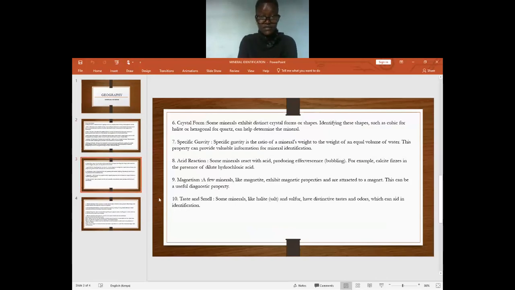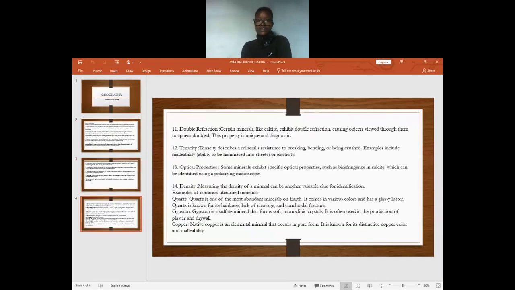Let's look at taste and smell. Some minerals like halite, or salt, and sulfur have distinctive taste and odors, which can aid in identification. So halite is salt. You can say it like that.